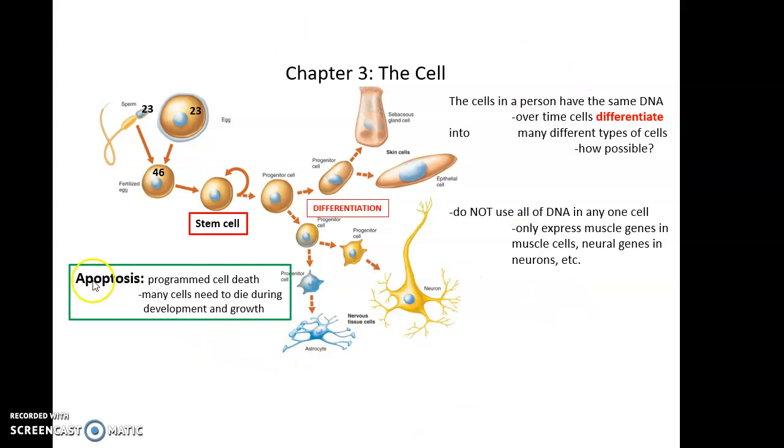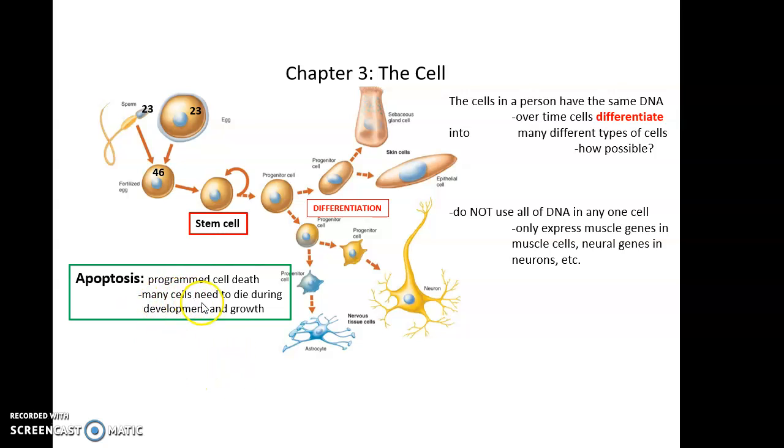Finally, there is this process called apoptosis. Apoptosis is programmed cell death. It is important that in certain situations our cells die and die in a scheduled, programmed manner.